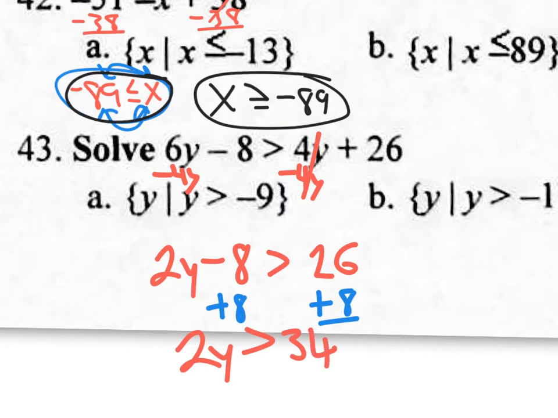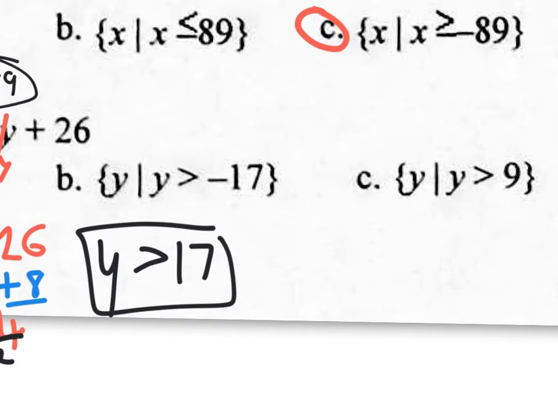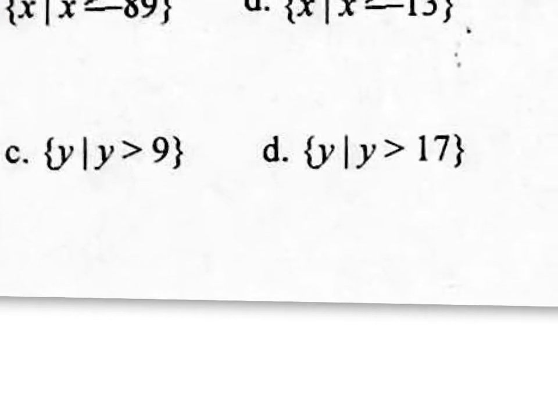34. Okay, so now we're going to just finally divide by 2. Now we're dividing by a regular 2, so you don't flip the inequality symbol, but that will be 17. So y is greater than 17. And that would be option D.